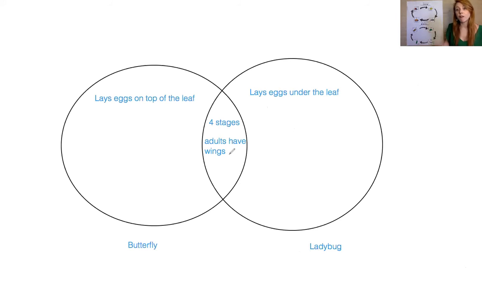So the first one, 4 stages. I know I'm really tiny in the corner, but 1, 2, 3, 4. The ladybug has 4 stages, and the butterfly, 1, 2, 3, 4. They both have 4 stages, a butterfly and a ladybug. The adult versions both have wings. Differences, we talked about where they lay their eggs. The ladybug lays her eggs under the leaf, whereas the butterfly lays her eggs on top of the leaf.